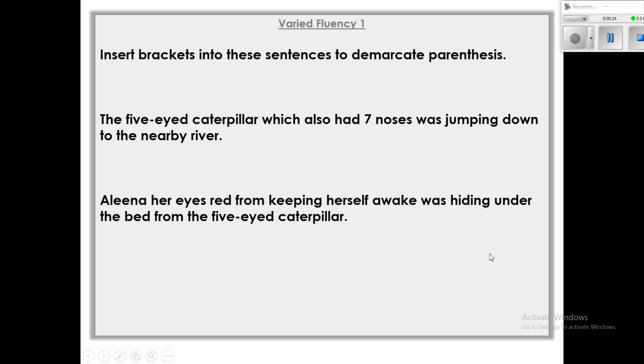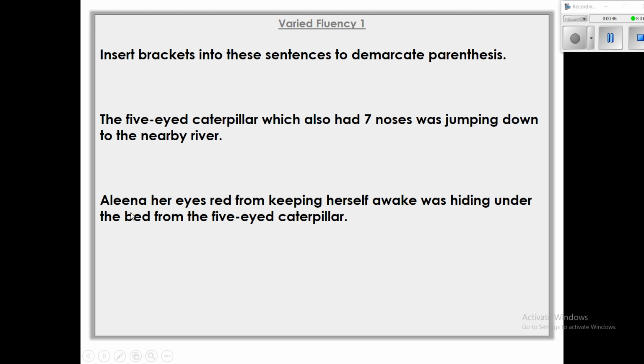So, first things first then. What I want you to do is insert brackets into these sentences to demarcate parentheses, to show the parentheses. You don't have to do any writing, just in your head for me. If we have a look at our first sentence here: the five-eyed caterpillar, which also had 7 noses, was jumping down to the nearby river. Very interesting. Sounds like a weird caterpillar.